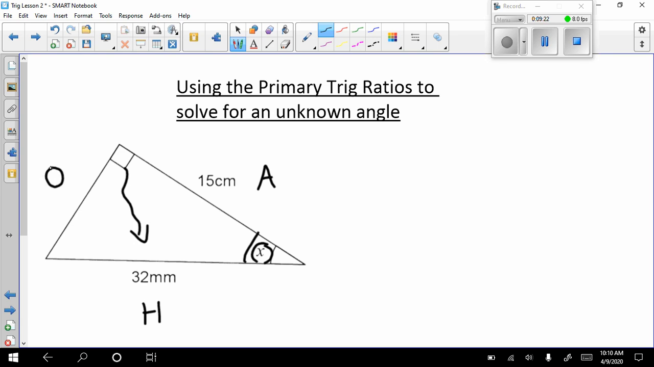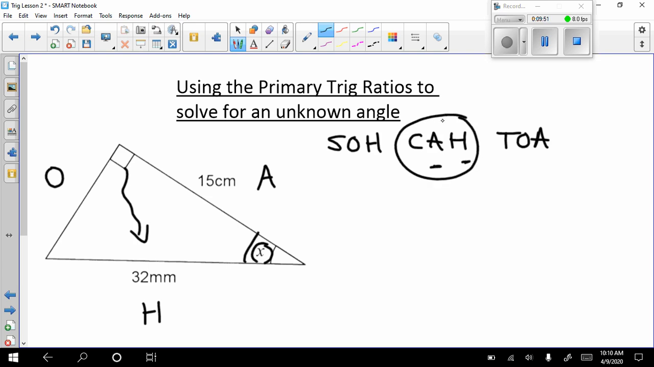Now, notice that I'm not given any information about the opposite, so I probably don't want to include that in my trig ratios. So really, I know the adjacent side and I know the hypotenuse. So let's look at our primary trig ratios, SOH CAH TOA. And sure enough, I see that the A and the H are with cos. And so that's the one I'm interested in.